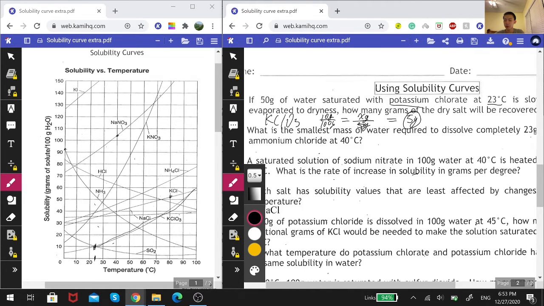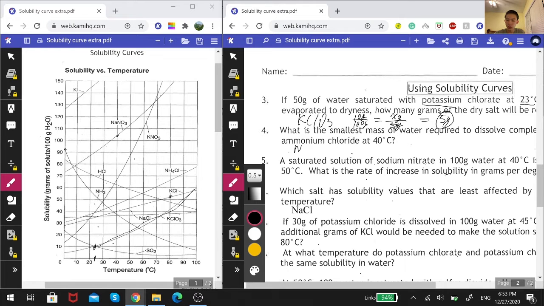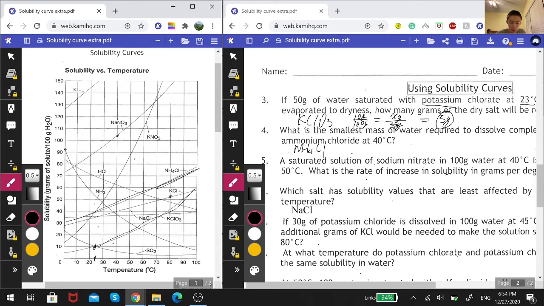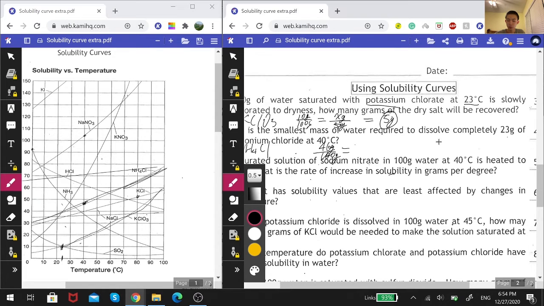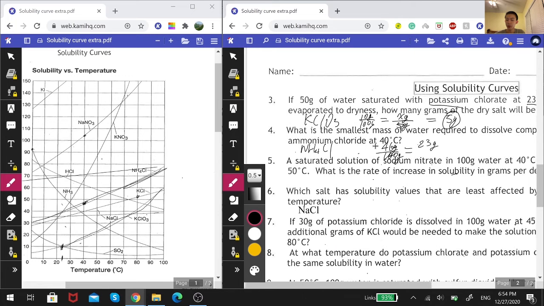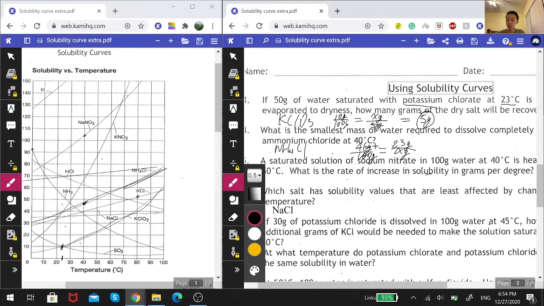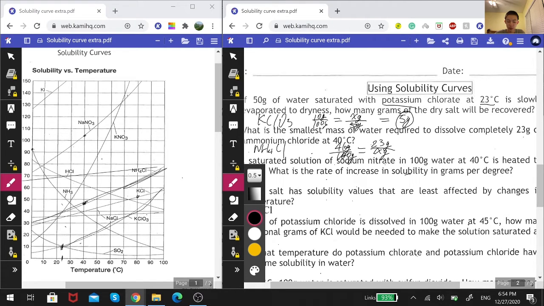Next, the smallest mass of water required to dissolve completely 23 grams of ammonium chloride, which is NH4Cl, which is this line over here. Now 40 degrees Celsius, which is here, is approximately, let's say, 46. So at 40 degrees, it's going to be 46 grams per 100 grams of water. As you can see, the label over here is 100 grams of water. And now we need 23 grams. So we're going to make this equal to 23 grams of ammonium chloride over X grams of water, which is what we're looking for. We do this together, and we should get something like 50.